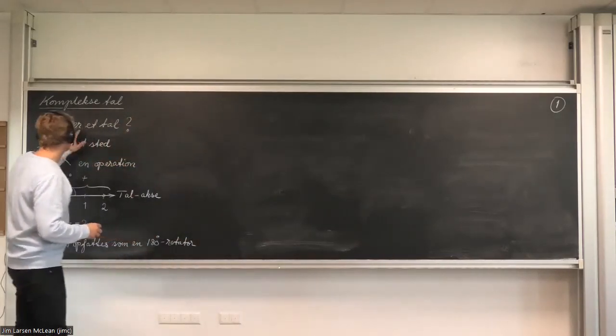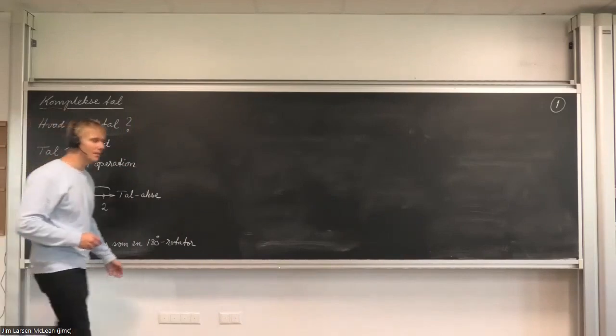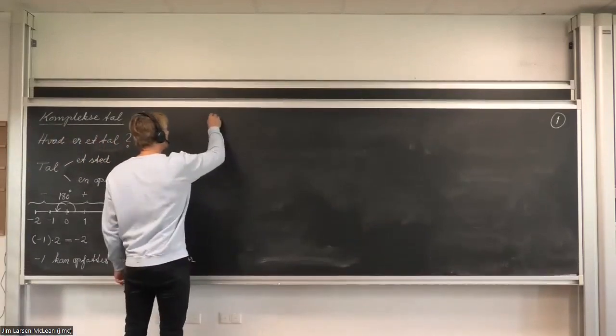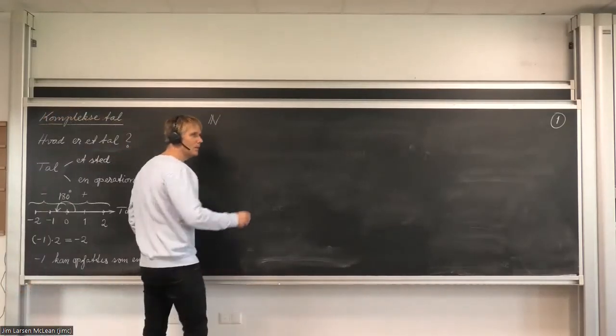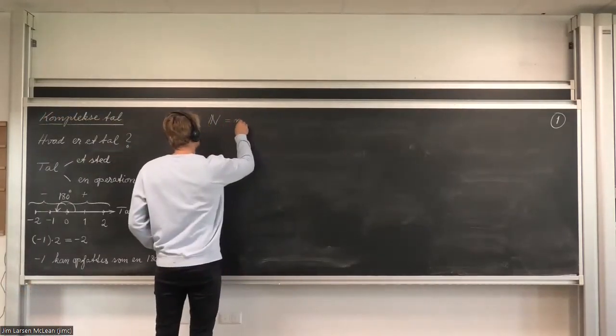So how many different types of numbers have we encountered so far? Let's start by talking about them here. These are called the natural numbers, and that's probably the first thing humans invented. The natural numbers.